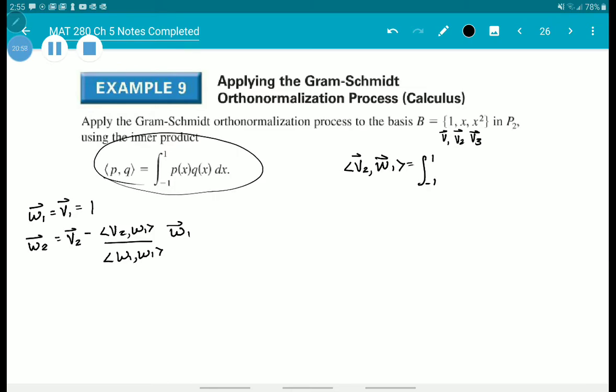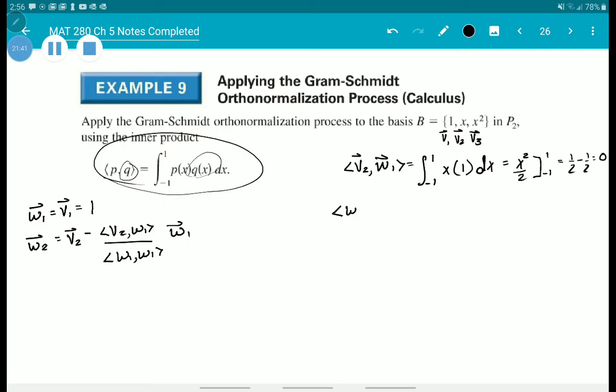And we're going to apply this definition. So it's going to be p(x), which is our V2, times our q, which is 1. It's coming from that W1, times dx. So if we integrate x, we get x squared over 2, going from -1 to 1. So we're going to have 1/2 minus 1/2, which is 0.